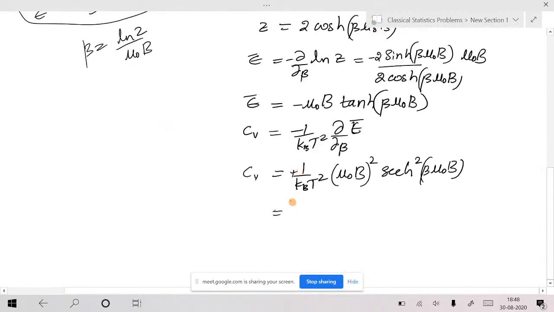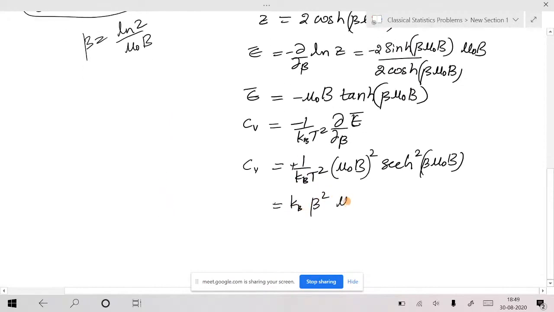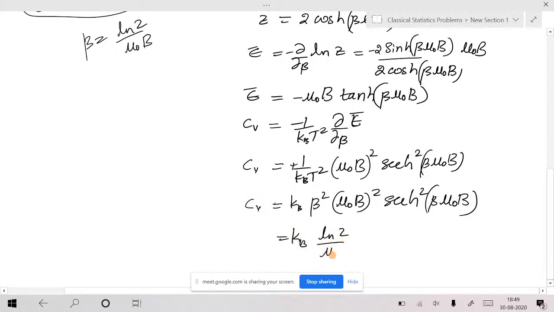Again, it is better to multiply and divide by kB, so that (kBT) the whole square appears: kB into beta square, into mu naught B the whole square, sech square of beta mu naught B. I have to substitute this beta. Again, we need specific heat at this temperature. That's equal to kB into beta square, ln of 2 divided by mu naught B the whole square, mu naught B the whole square, sech square of beta into mu naught B, which is ln of 2.